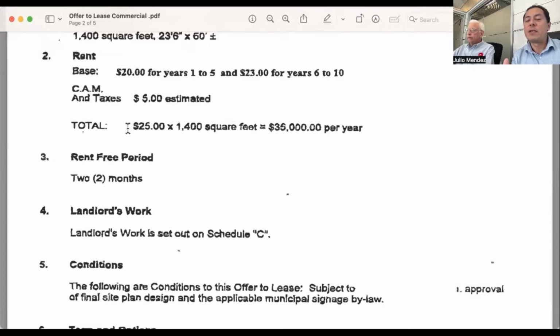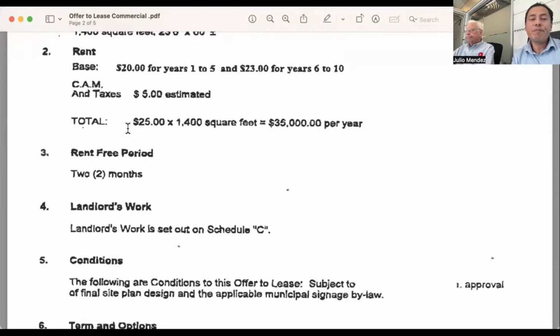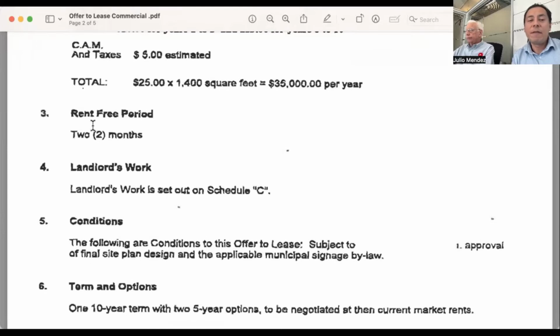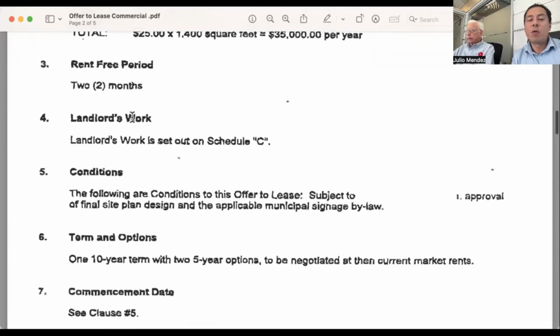That was $35,000 per year. And then you would divide that by 12. Correct. And then you would get your monthly payments. Your monthly payments, right? Yeah. There was a rent-free period of 2 months. And then number 4 was the landlord's work. 2 months is probably for the tenant to go in and do their leasehold improvements without having to pay rent.